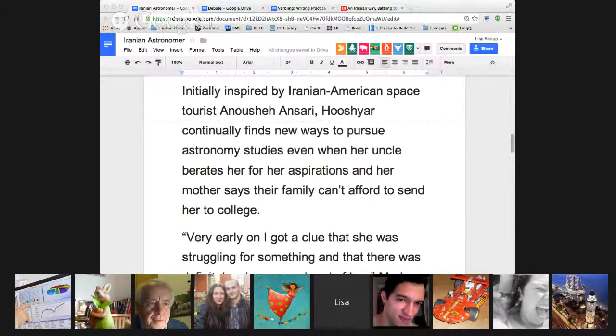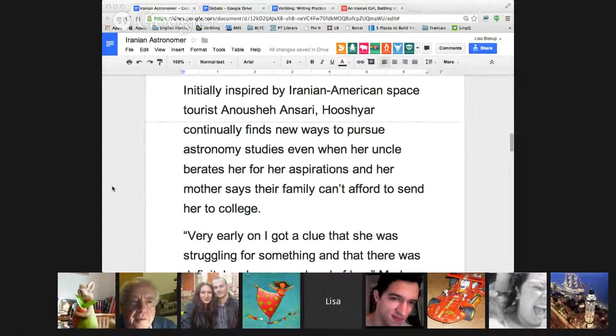Initially inspired by Iranian American space tourist Anousheh Ansari, Hushyar continually finds new ways to pursue astronomy studies, even when her uncle berates her for her aspirations, and her mother says the family can't afford to send her to college.